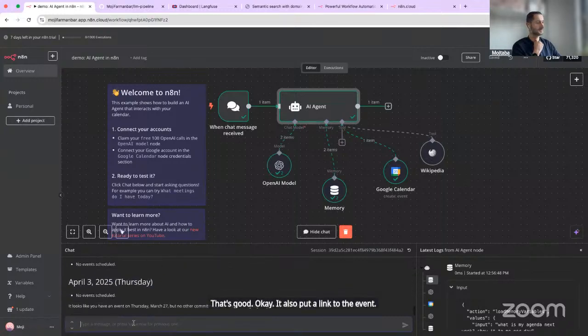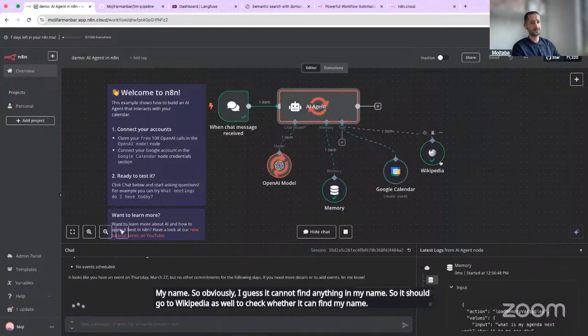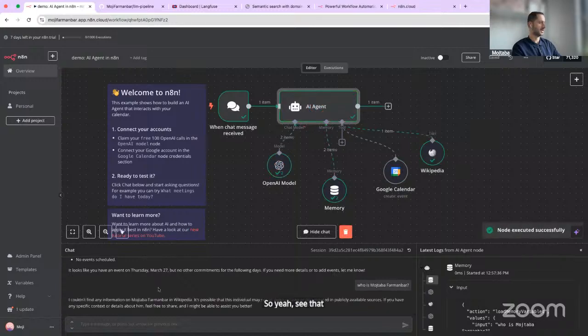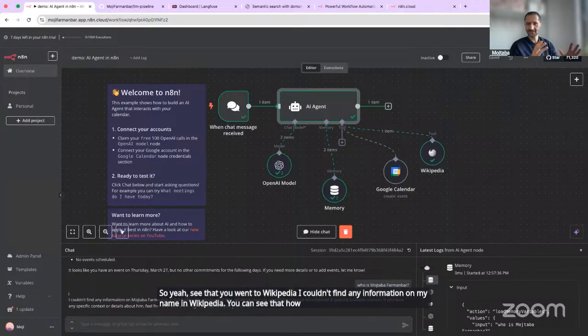So let's see. Let me try my name. Obviously, I guess it cannot find anything in my name, so it should go to Wikipedia as well to check whether it can find my name. So yeah, see that it went to Wikipedia. Okay, it couldn't find any information on my name in Wikipedia. You can see how this agentic AI tries to utilize different tools to generate an answer for you.